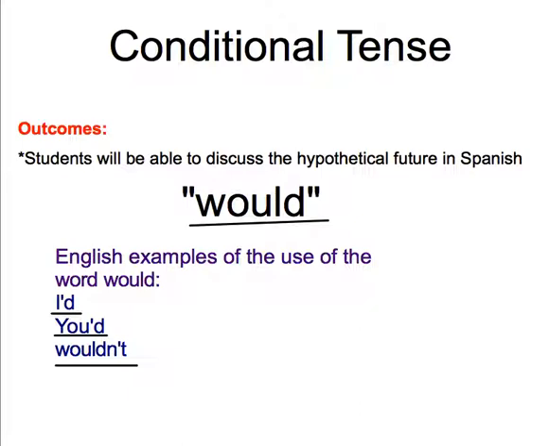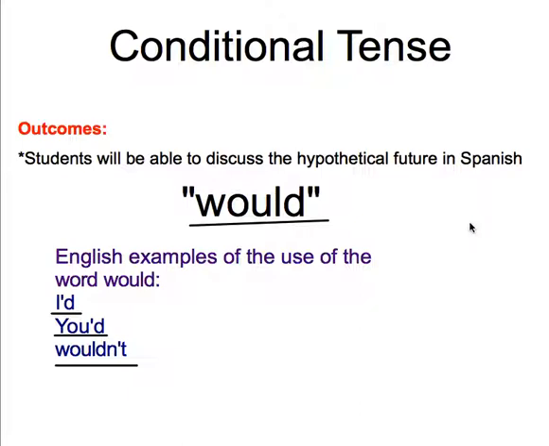Basically, the conditional tense is talking about the hypothetical future. The future tense in Español is something a little bit different, but this is the hypothetical future, specifically a word that we use in English called "would." We also use it in contraction form, like I'd, you'd, or wouldn't in a negative form, but it all means the same thing. They're all forms of this word "would," and we're all talking about some kind of hypothetical future.